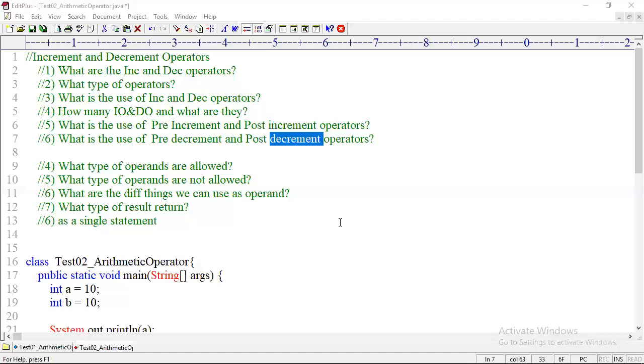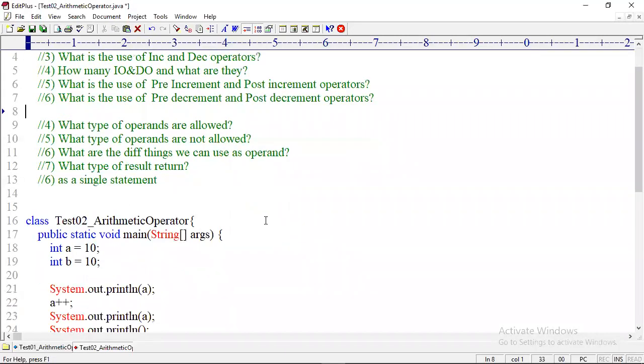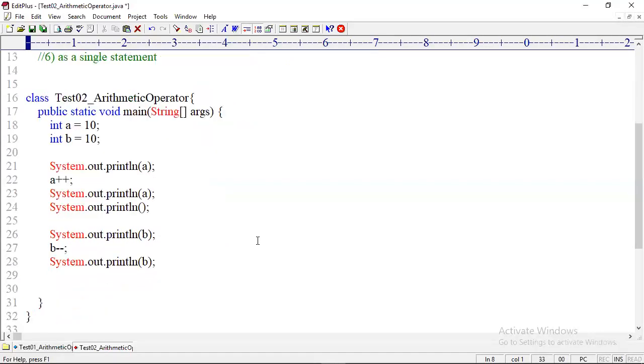The middle payment operators are binary operators, no? Right? By default, every binary operator is middle payment. Right. And then come to the point now. Now I want to ask a question. Okay. Listen carefully. What is the meaning of pre and post payment?